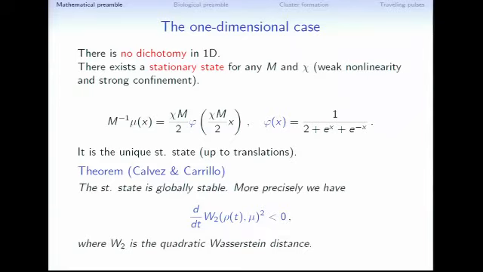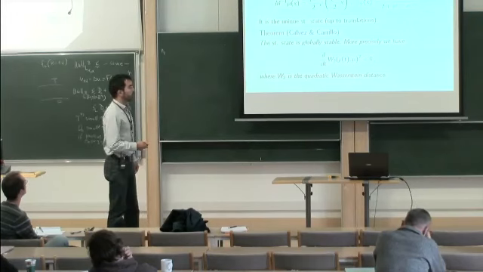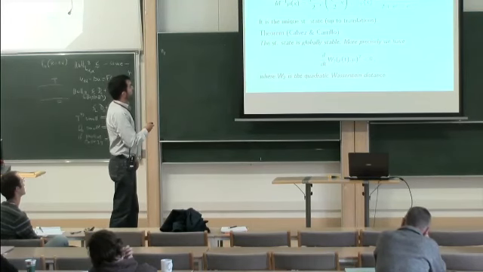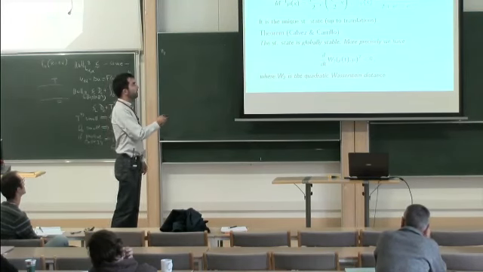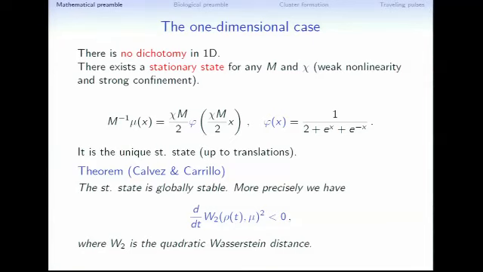There is no dichotomy in 1D. There is always global existence. It never blows up. There exists a stationary state for any parameter, so no dichotomy in this case.